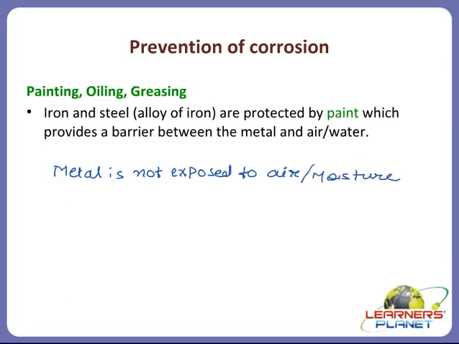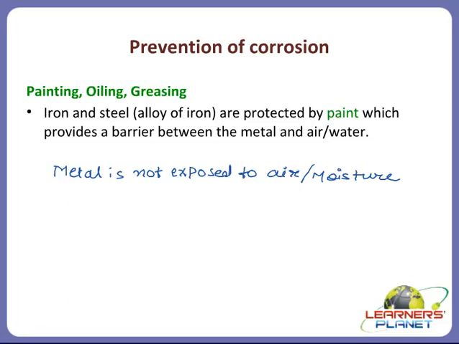And so what is happening? Your metal is protected. Now children, the utensils, they are made up of steel. We can't paint it. We can't grease it. We can't oil it. Why? Because when we heat the pan, what will happen? That oil will come out. So it is coated with some other metal, like tin or any other metal.